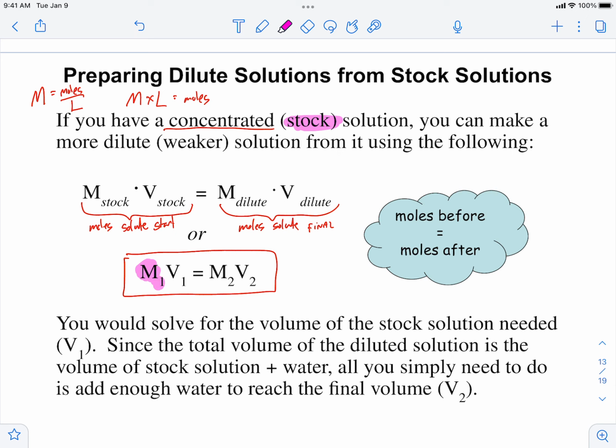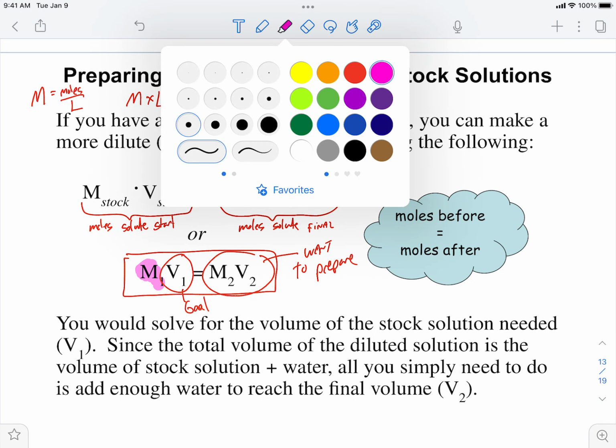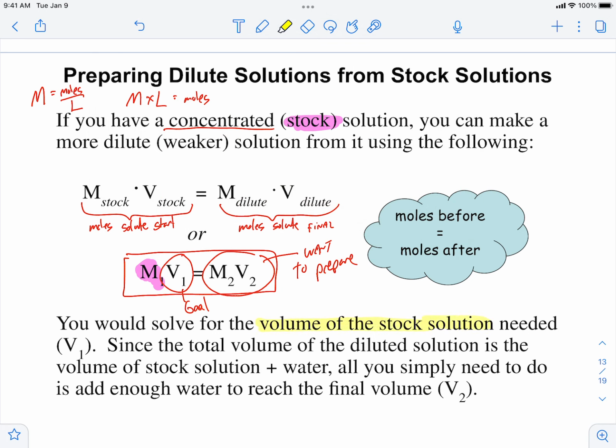We know that molarity, okay? And the M2V2, this is what we want to make, or what we want to prepare. So in order to figure out what numbers go there, we need to find this. This is our goal. Find V1, which is the volume of the stock solution.